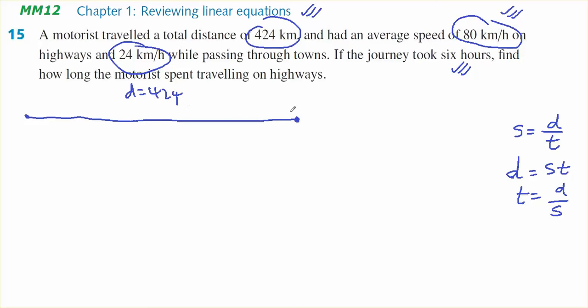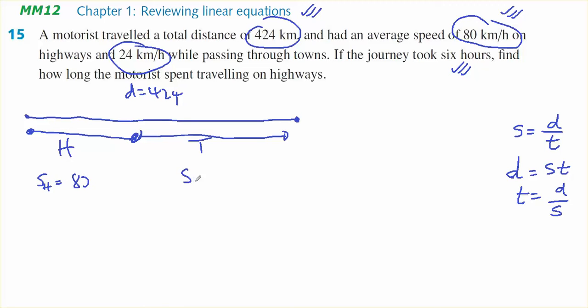Now, the motorist travelled between two towns on a total distance of 424 kilometres, and some of it was travelling on highways and some of it was travelling through towns, and the speed on the highways was 80 and the speed in the towns was 24. And I know the time in the highways and the time in the towns.